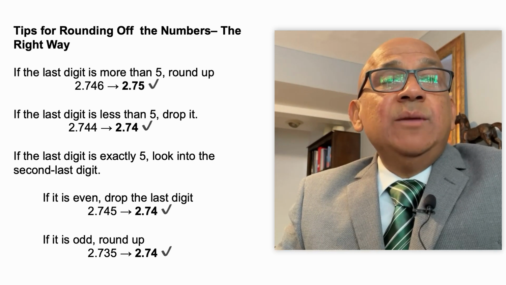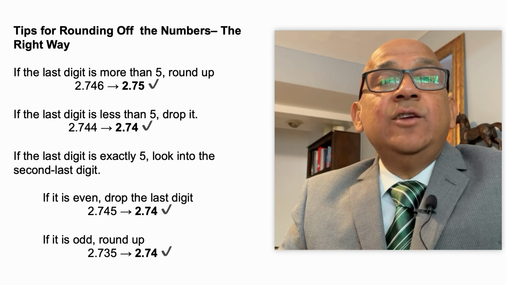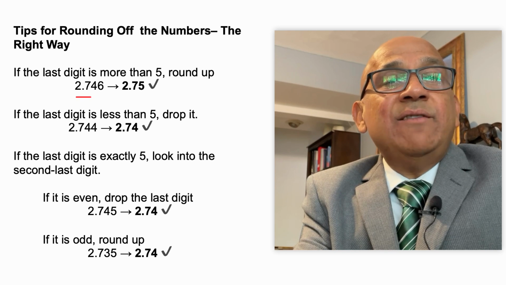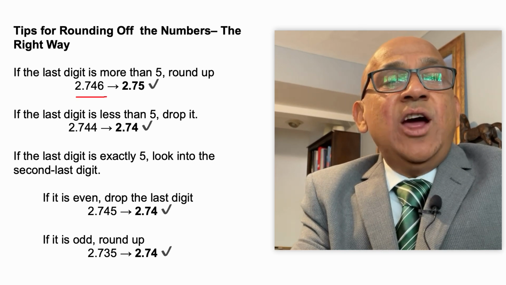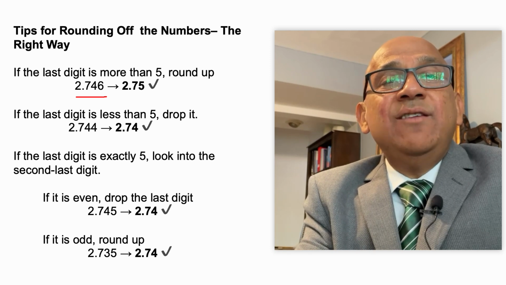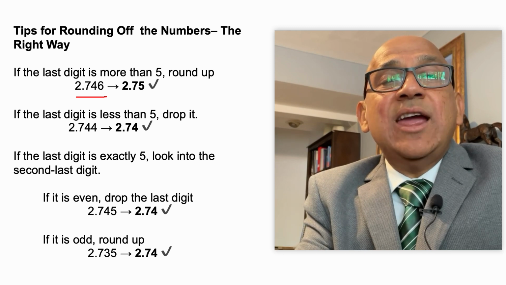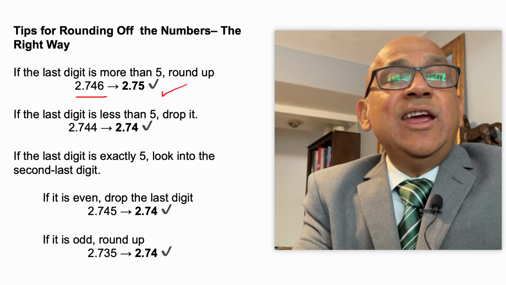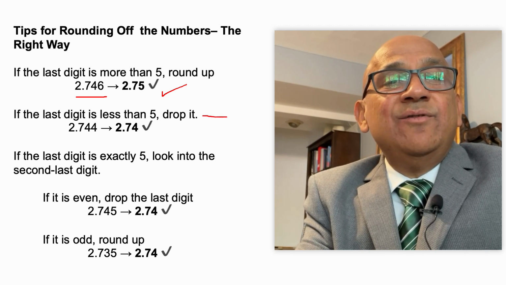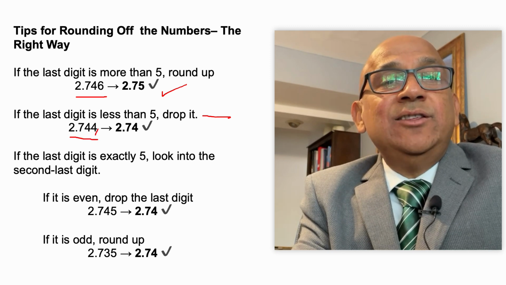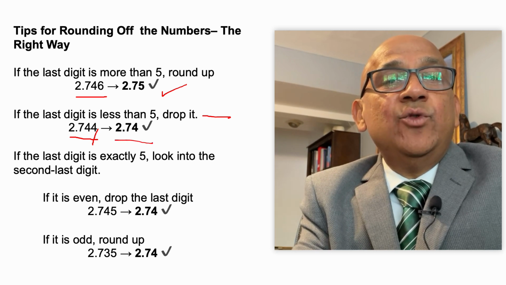Now I will also give you some tips for rounding off numbers, the right way to do this. For example, suppose you have the number 2.746. If the last digit is more than 5, we round it up, because in 2.746 the last digit 6 is more than 5, so you can write it as 2.75. On the other hand, if the last digit is less than 5, then you should drop it. For example, in 2.744, the last digit is 4, so if you want to round it, you have to drop it. So it will be 2.74.